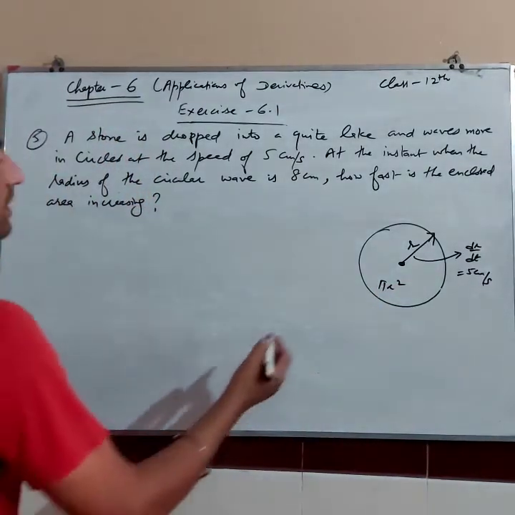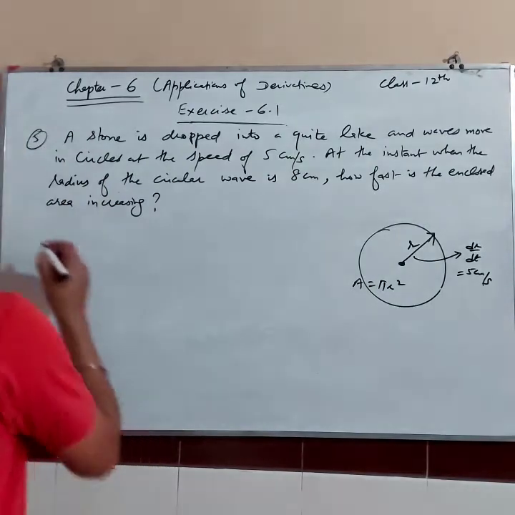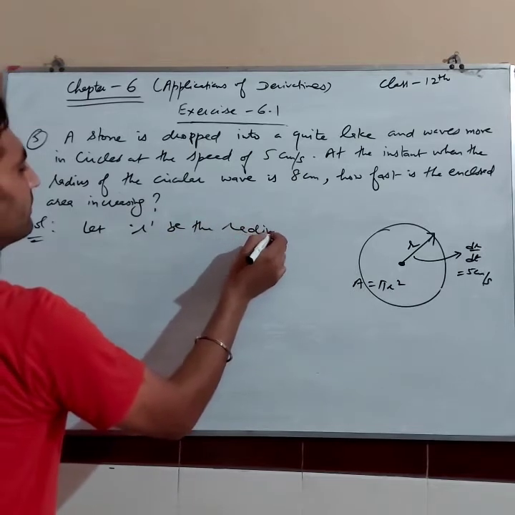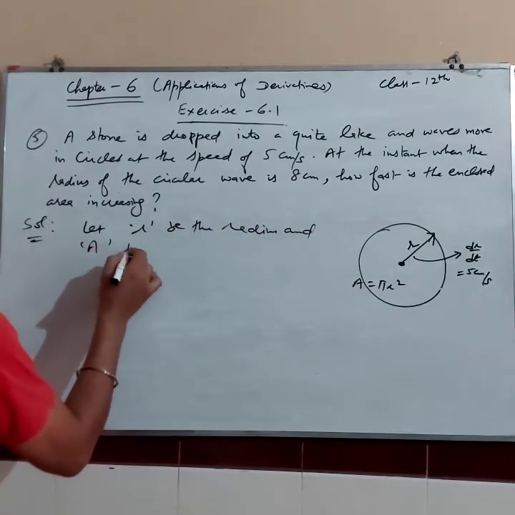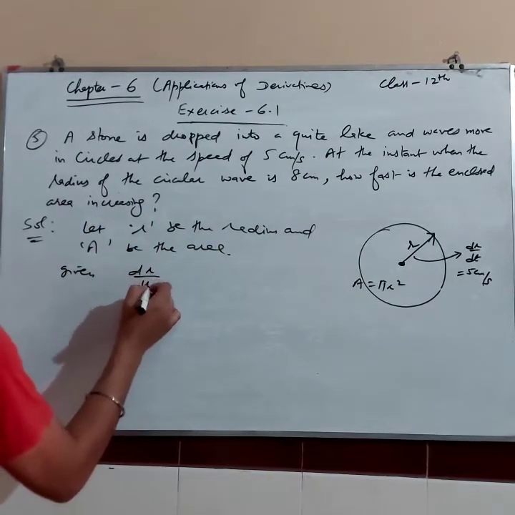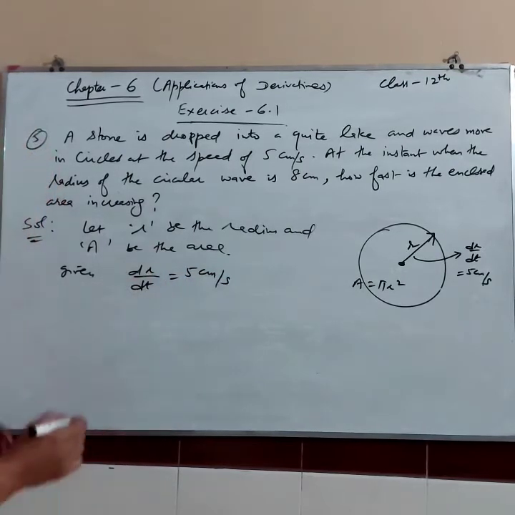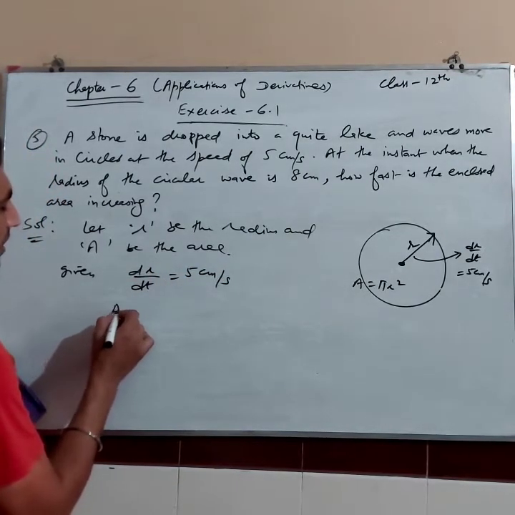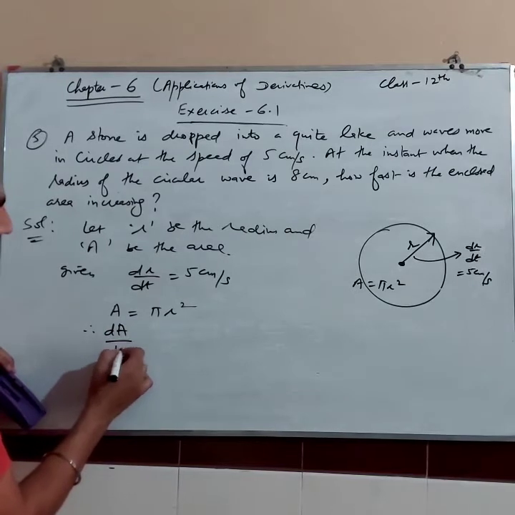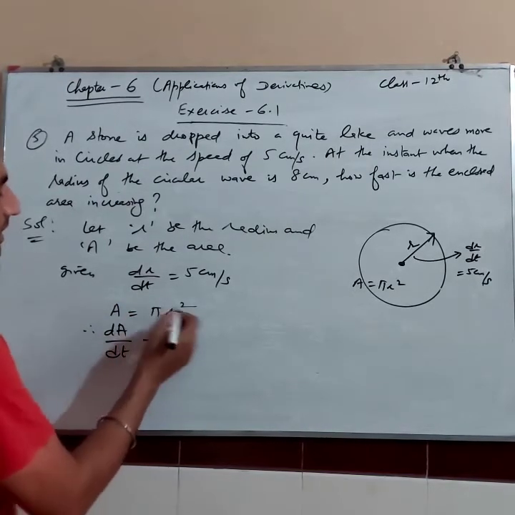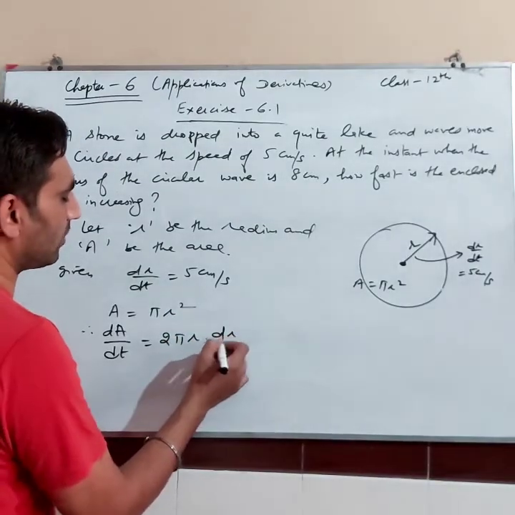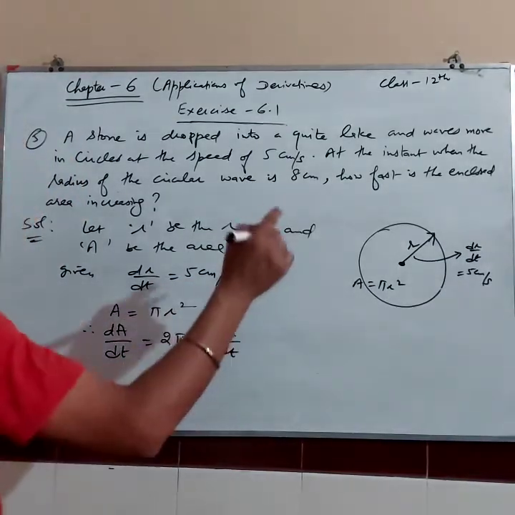Let's start our calculation. Let the area of the circle be A. Let r be the radius and capital A be the area. So what is given? Given is the rate of change of radius with respect to time, 5 centimeter per second. Area of circle is pi r square. So differentiate with respect to time. So dA over dt, it will be the derivative of pi r square. When you differentiate, it will give 2 pi r into dr over dt. And you have r given.